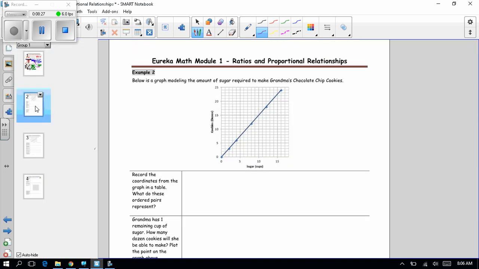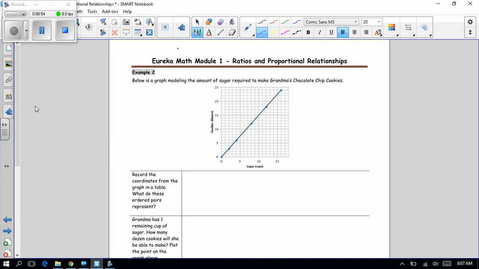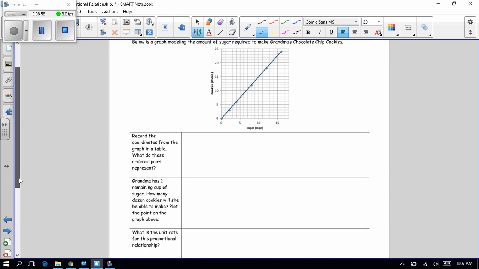Let's go to the next page. Let's go over to page 39. Let's see here. Below is a graph modeling the amount of sugar required to make Grandma's chocolate chip cookies. So take a look at the graph. Let's not even do anything. What do you notice? I noticed that it made a line, right? And it goes through 0, 0, right? So I should know automatically that it is proportional. And of course, we just worked on it a minute ago. Data hasn't changed. So it makes sense to me.